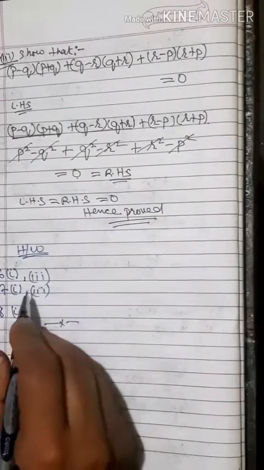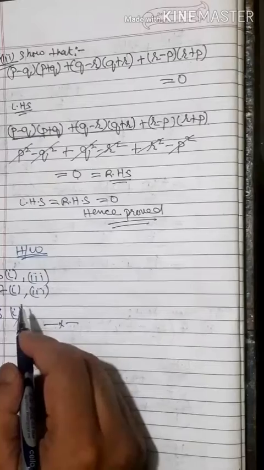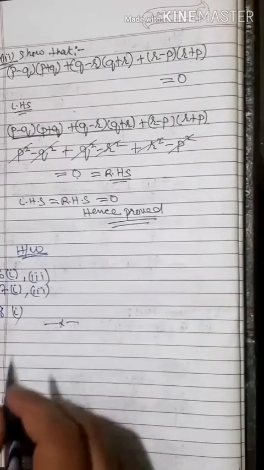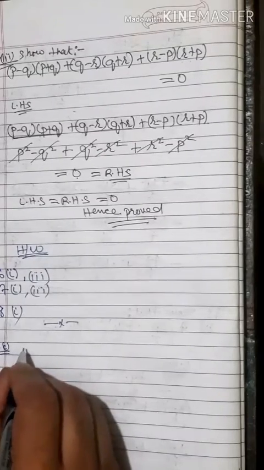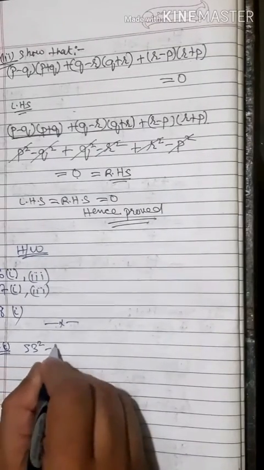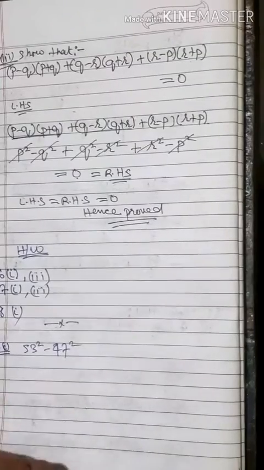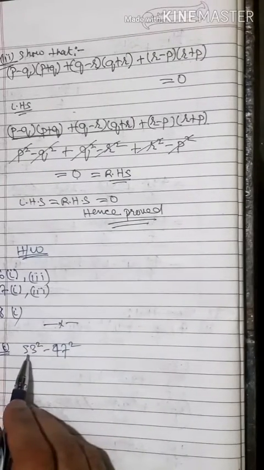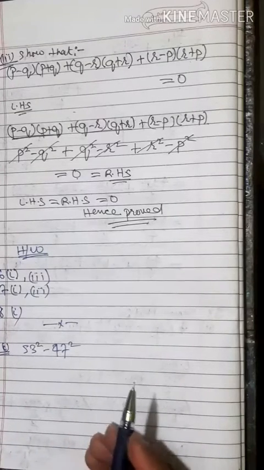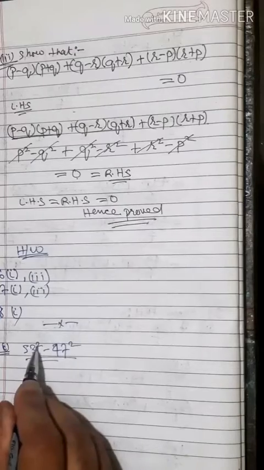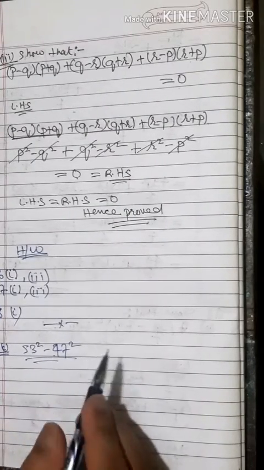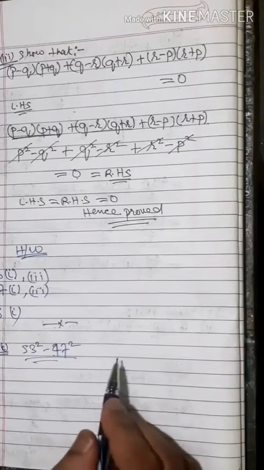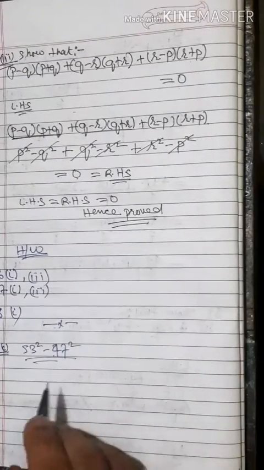Before I leave you, let us quickly see how you go about your assignment. Question number 6 Roman 1: we have 53 square minus 47 square. How will you solve it? This is in the form of a squared minus b squared. What is a squared minus b squared? It is a plus b into a minus b. That means 53 plus 47 multiplied by 53 minus 47. So this shouldn't be a problem.